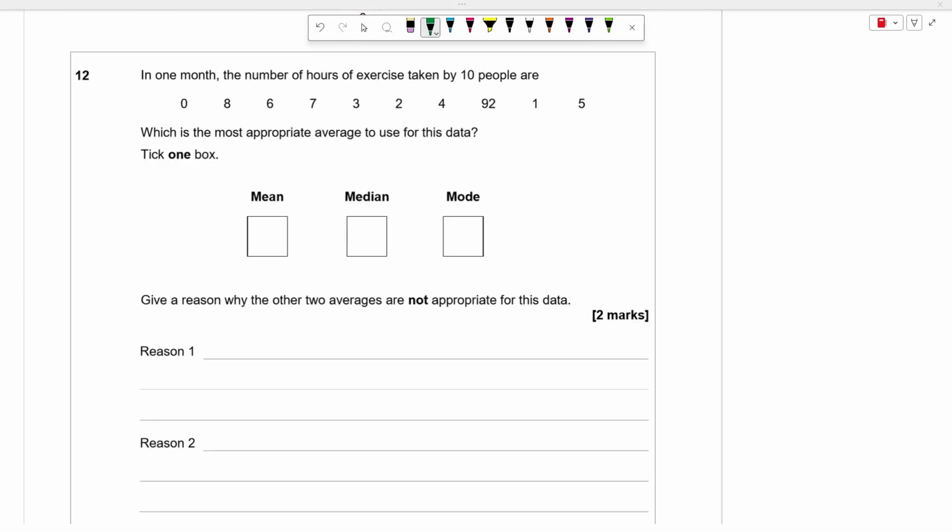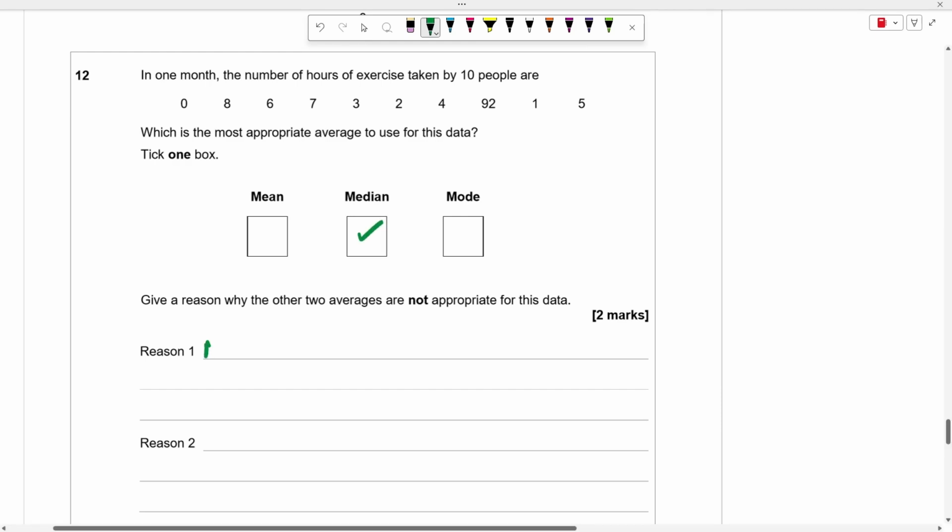Now for question 12, it says in 1 month the number of hours of exercise taken by 10 people are 0, 8, 6, 7, 3, 2, 4, 92, 1 and 5. Which is the most appropriate average to use for this data? It says tick one box, and then give a reason why the other two averages are not appropriate. For this, the correct average is the median. So that's the box that we need to tick.